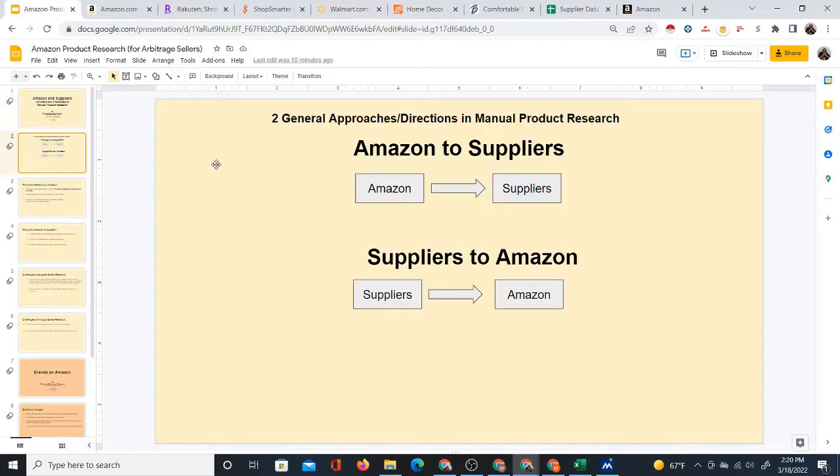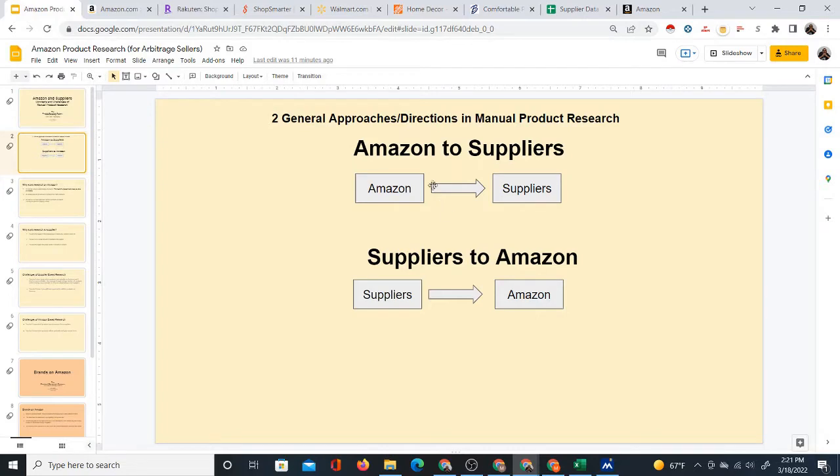Now, the first thing we need to look at are the two most general approaches or directions that we can take in doing manual product research. And those are, number one, Amazon to suppliers, or number two, suppliers to Amazon.